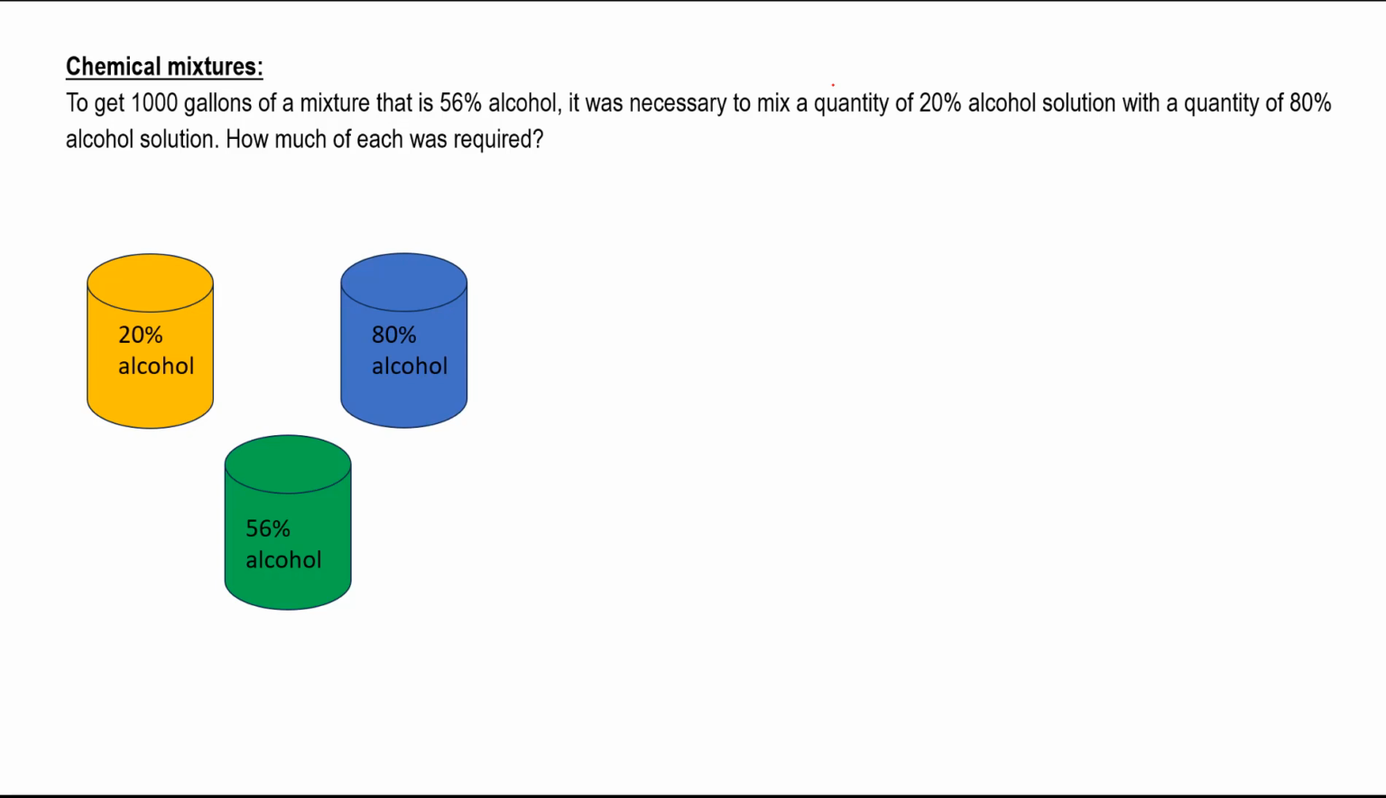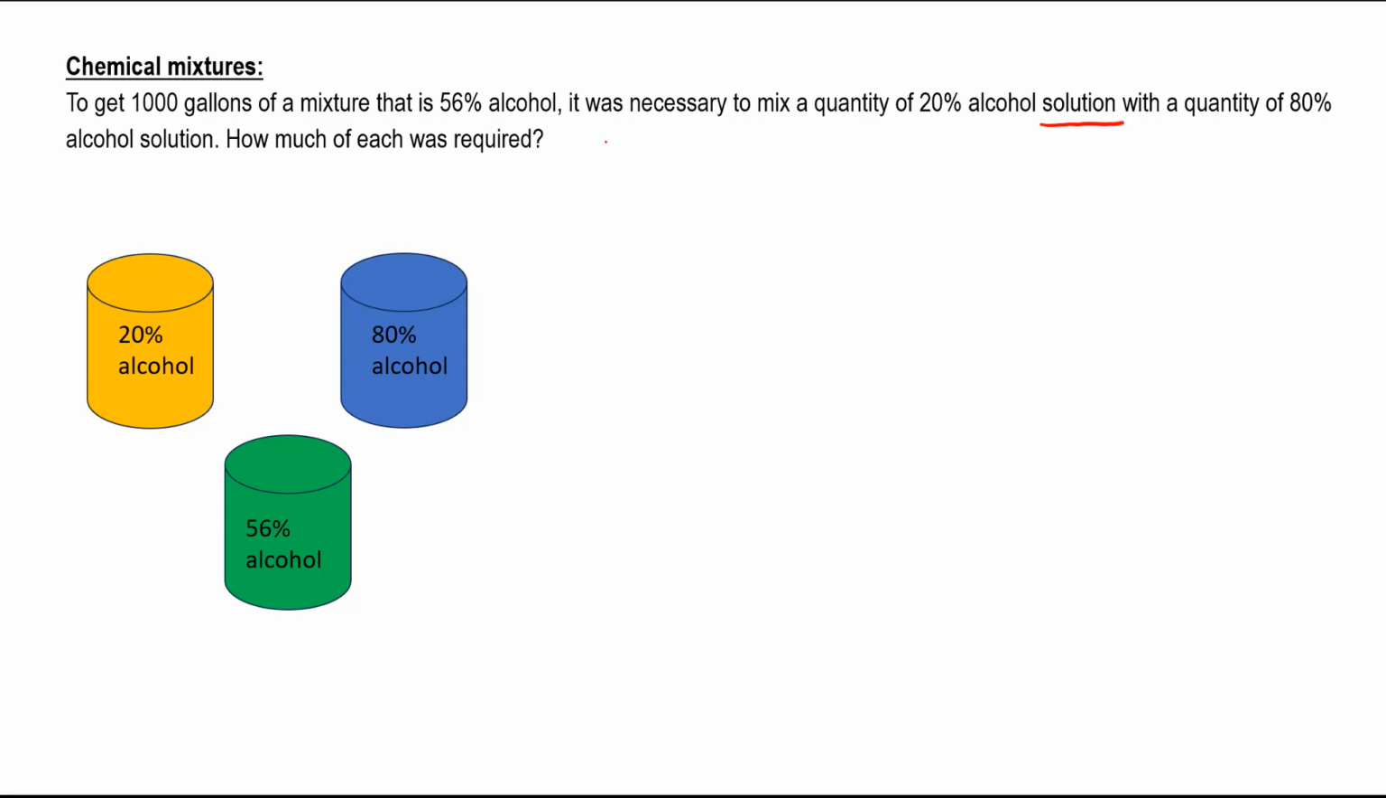Okay, first of all, whenever it says something is in solution, it usually means that there's something like alcohol or salt or ammonia that has been dissolved in water or some other substance. So that's what a solution is. It's a mixture that has a certain percentage of some chemical that we're interested in.